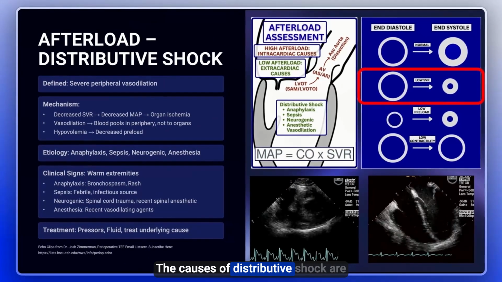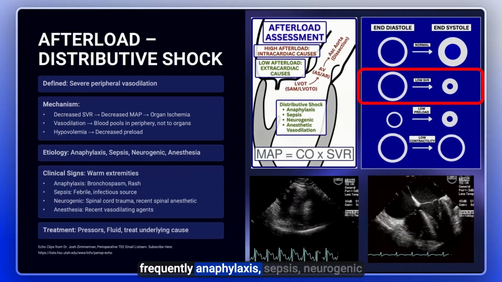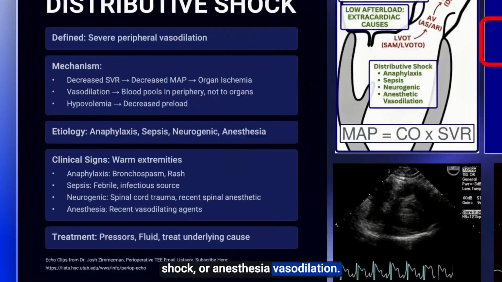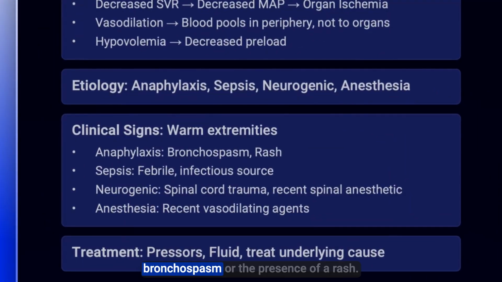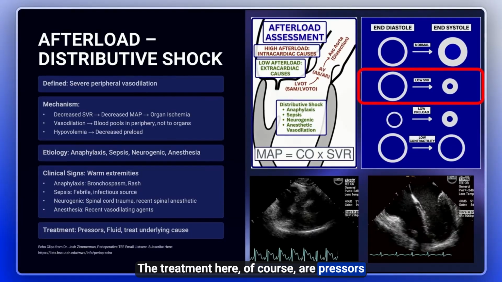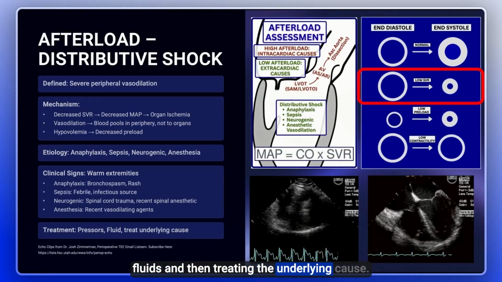The causes of distributive shock are frequently anaphylaxis, sepsis, neurogenic shock, or anesthesia vasodilation. Specific to anaphylaxis, you may see bronchospasm or the presence of a rash. For sepsis, you may see a fever or an infectious source. For neurogenic shock patients, you may have one who has spinal cord trauma or a recent spinal anesthetic. And then as it relates to anesthesia as a cause, the presence of recent vasodilating agents. The treatment here, of course, are pressors, fluids, and then treating the underlying cause.